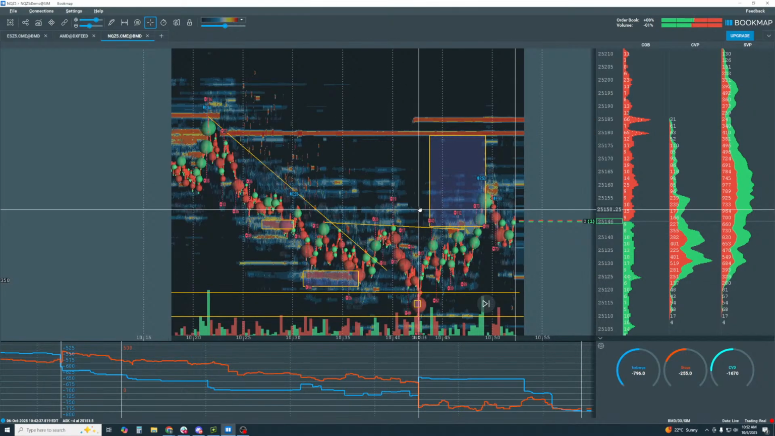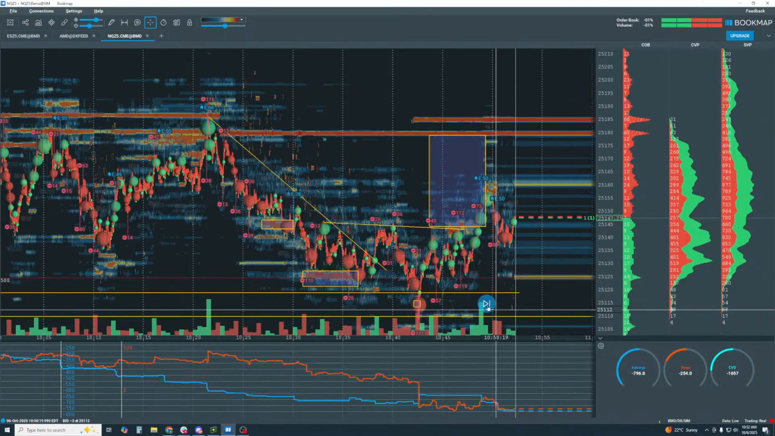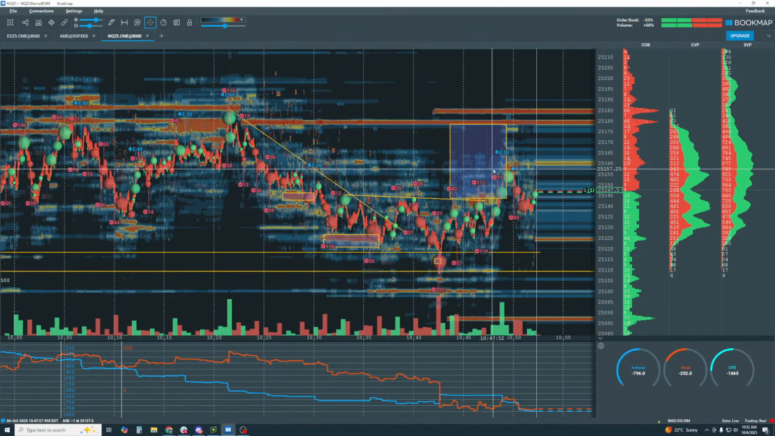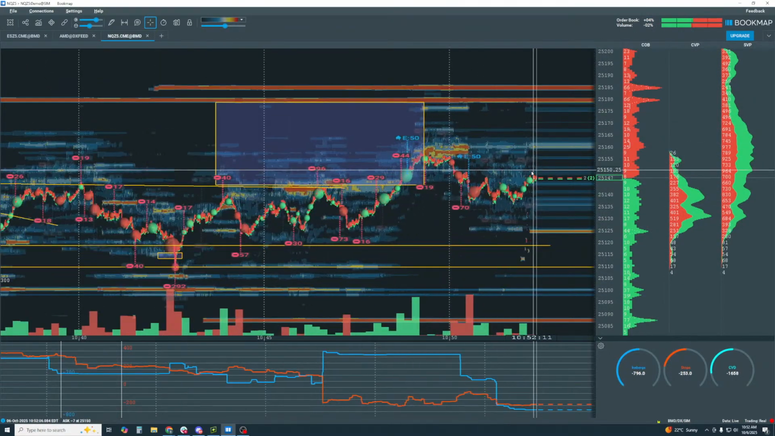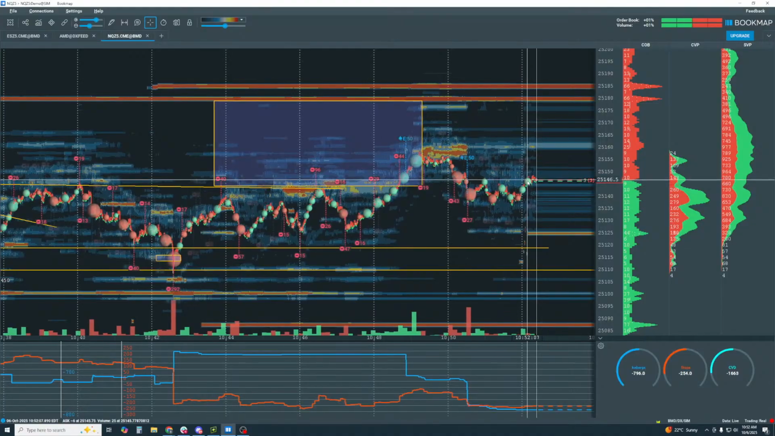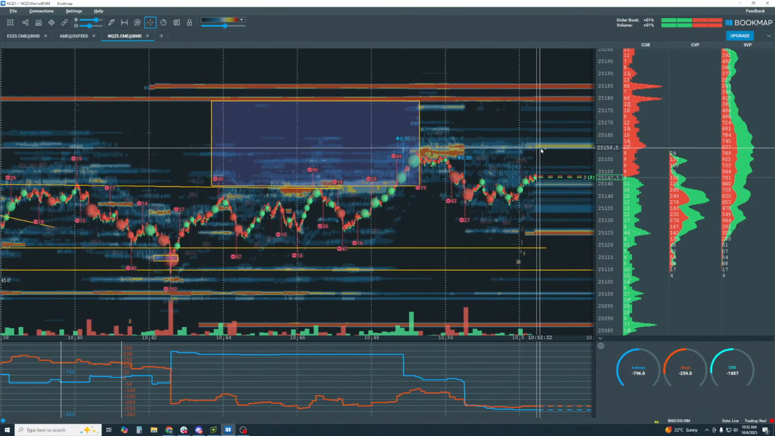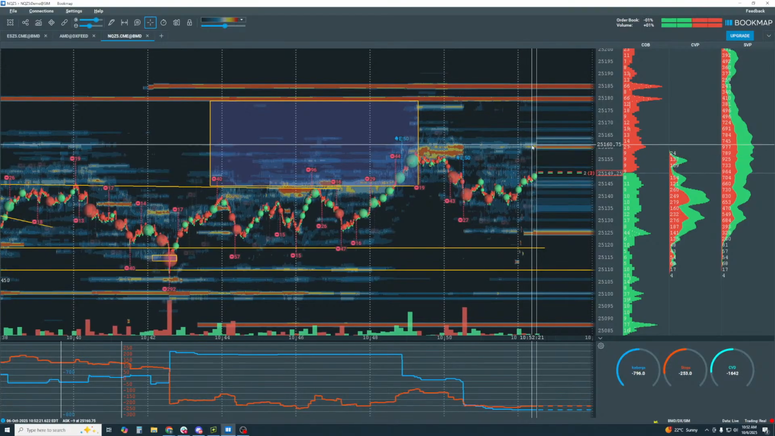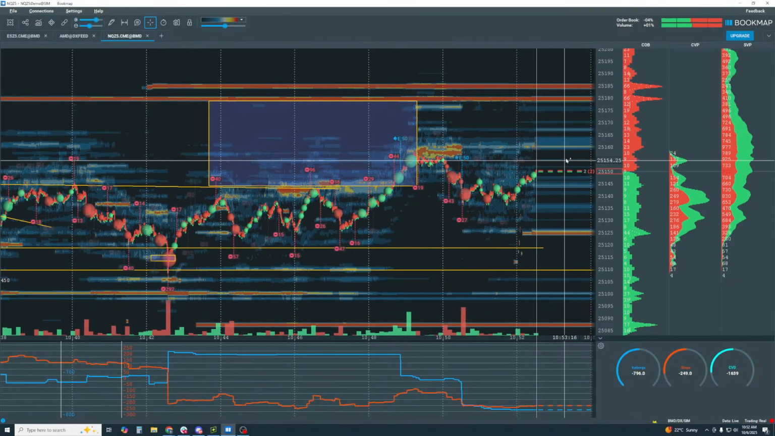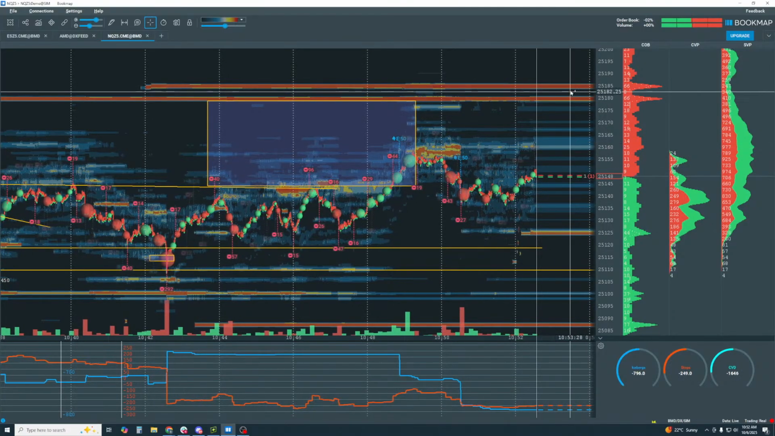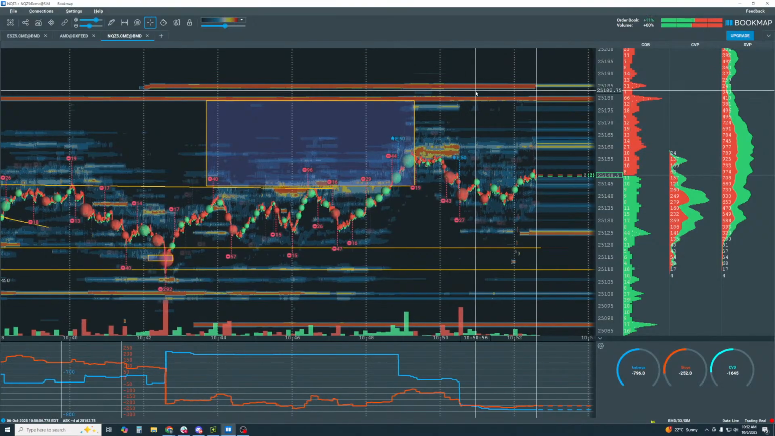Okay, this is what makes this setup so powerful. So we might get more aggressive buyers right now. If we do, I'm looking for them to come right back up here to the swing at 56. Maybe this liquidity up here at 60. Maybe we can get up to 80 and 85.